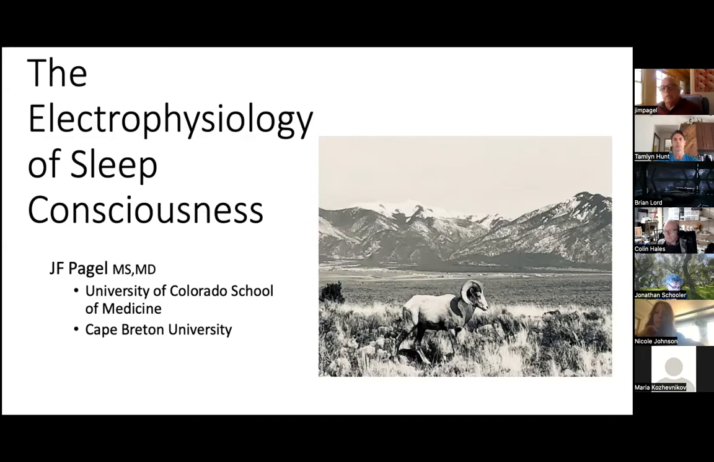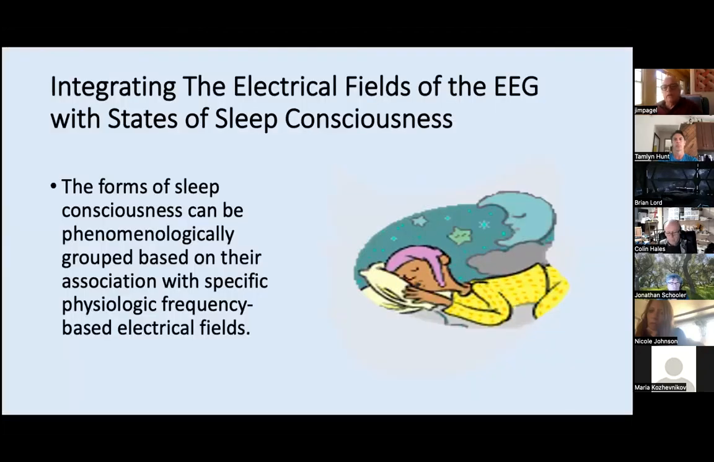What I've been talking about for several years now has been the different electrophysiology associated with sleep, integrating the electrical fields with states of sleep consciousness, basically stating that sleep consciousness, the various forms of it phenomenologically, are associated with specific EEG brain rhythms. Now, one of the questions I run into with neuroscience all the time is that a lot of people don't have a concept of sleep and dreams, or what actually a dream is.